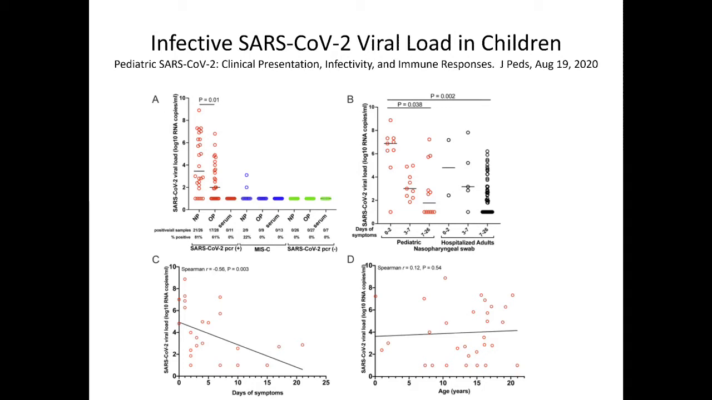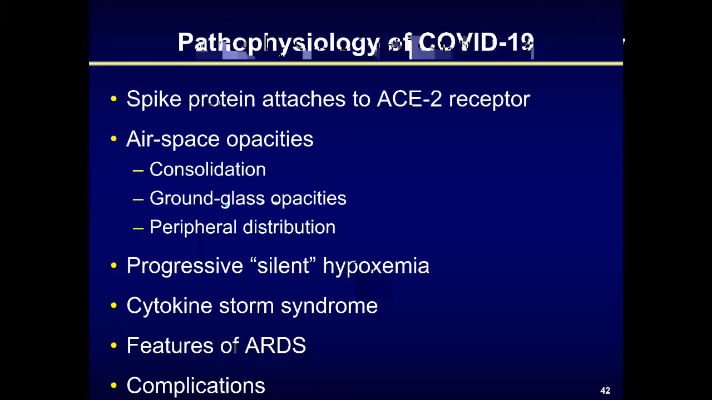And what this study showed in panel B was that among the pediatric patients, even if you looked at later time points, they had a tremendous amount of virus present in their respiratory tract, even more than hospitalized adults, many of whom were on ventilators or who had severe disease. And it additionally showed that at days of symptoms, there was still a lot of virus around, and that age did not play into how much virus they found in these patients.